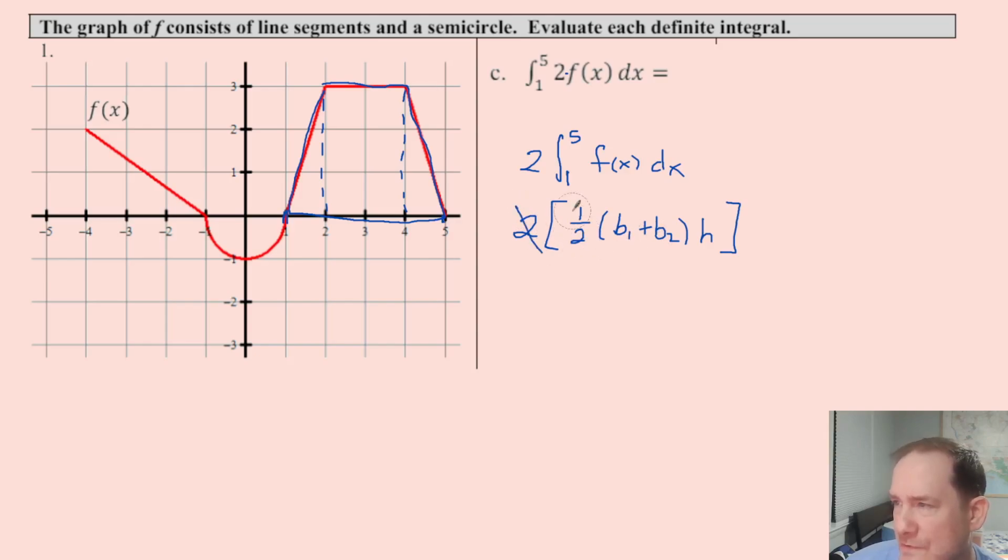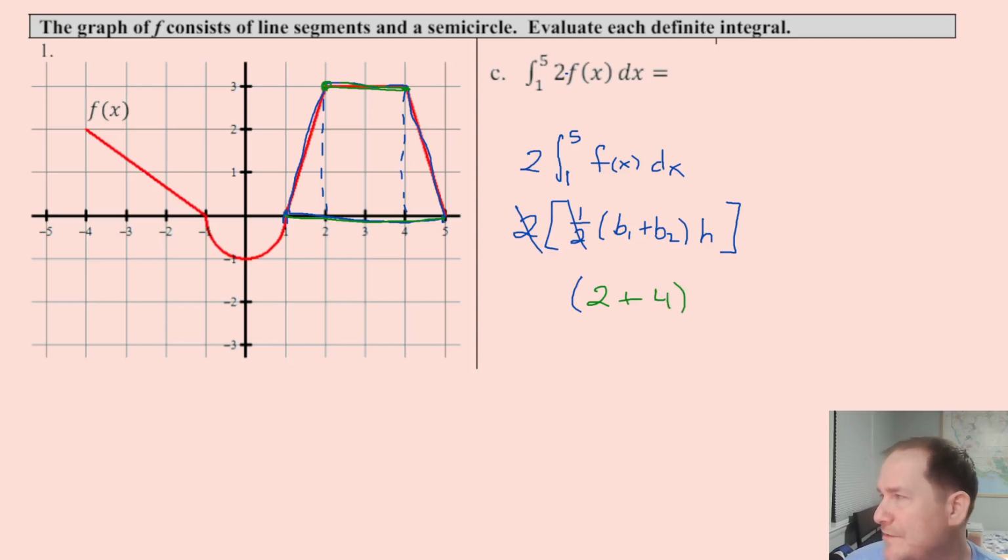So that means the 2 and the 1/2 cancel. My bases, don't forget, are the parallel sides of the trapezoid. So this top guy up here would be base 1, and he's got a length of 2. The bottom is our base 2, which has a length of 4.